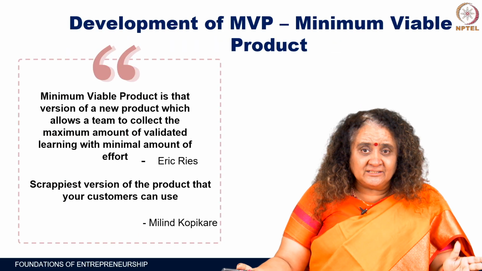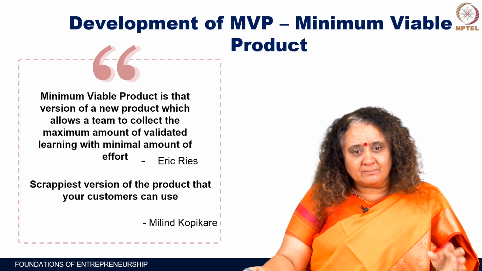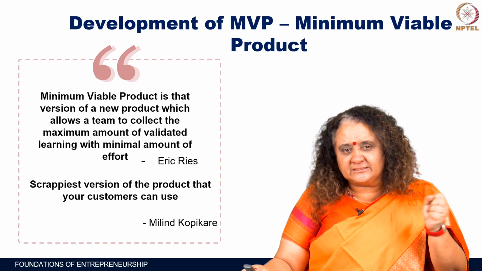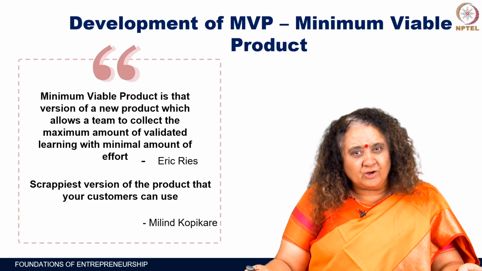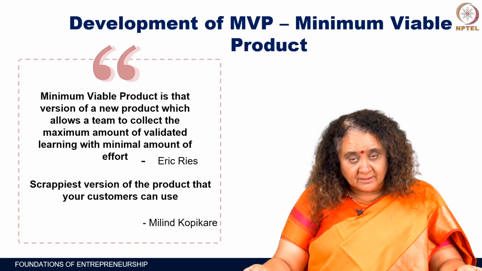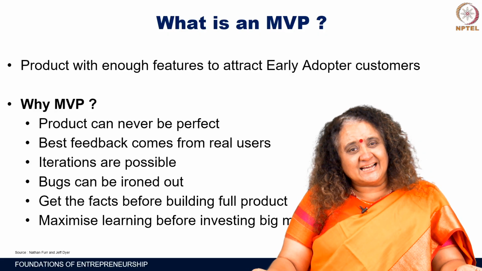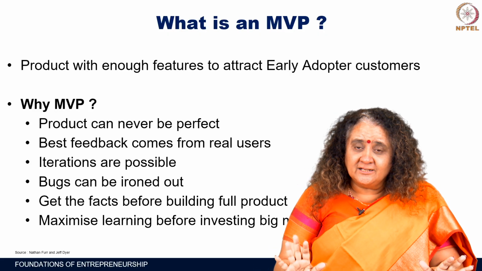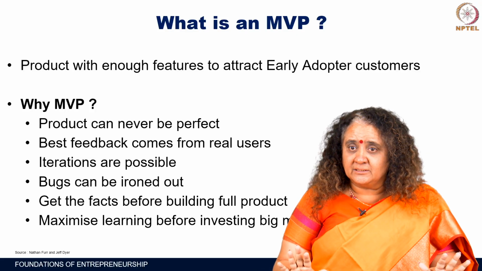I read this to you the last time, so I am just going to stay with my colleague, Professor Milind. He says it is the jugaad version, the most crappy version of the product that your customer can use, and the customer will put down money to pay. This has been defined as a product with enough features to attract early adopter customers.